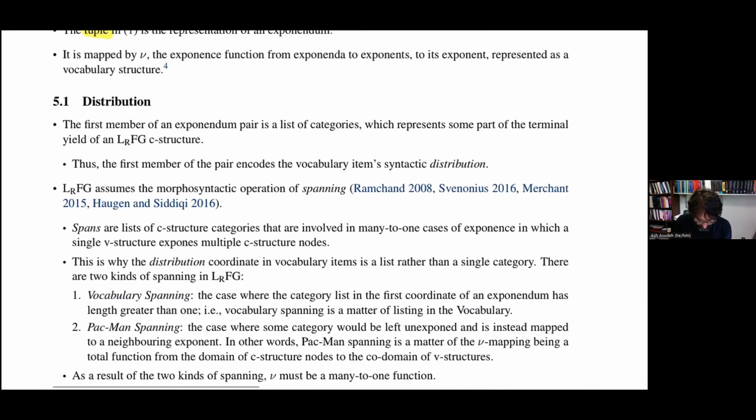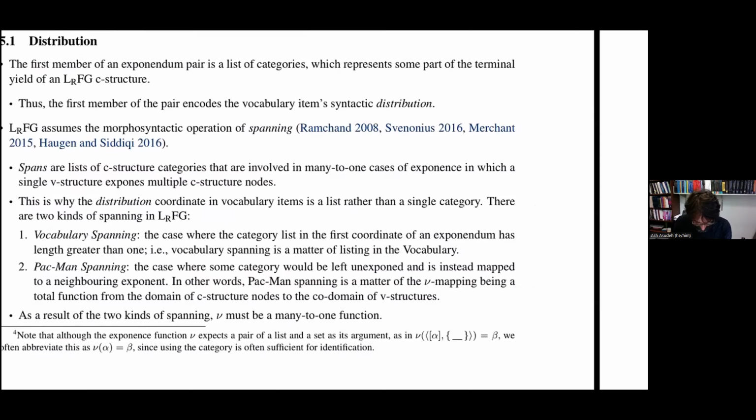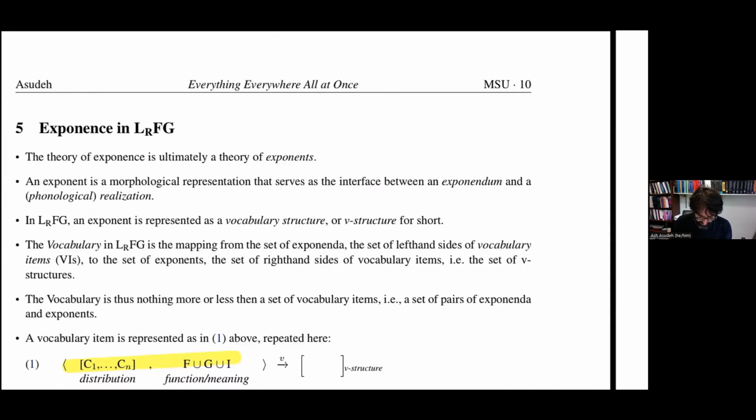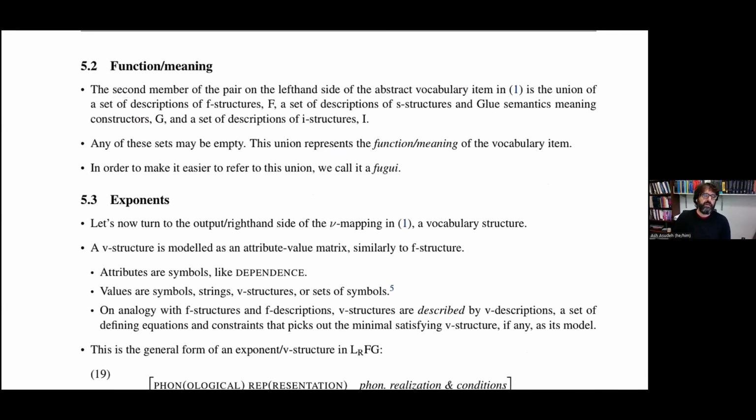Okay, so back to distribution. Actually, no, that finished distribution. So now let's talk about function meaning. The second member of the pair on the left-hand side of the abstract vocabulary item in one is the union of a set of descriptions of F structure, F, a set of descriptions of S structures and glue semantics meaning constructors, G, and a set of descriptions of I structures, information structures, I. Any of these sets may be empty, and this union represents the function meaning of the vocabulary item.